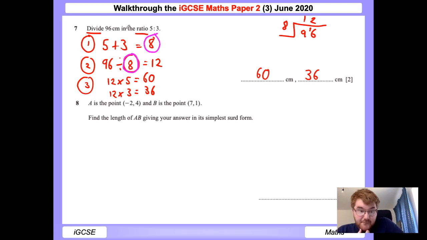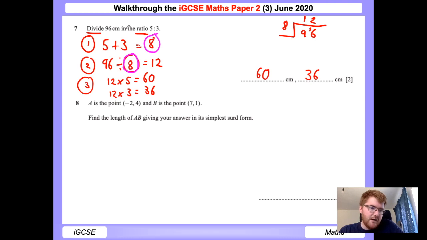Hopefully people aiming for a C have got a C pretty much by this point. And now some of the trickier questions are coming into play. As soon as you see 4 marks on a paper 2, you know there's going to be some work involved. So A is the point minus 2, 4, and B is the point 7, 1. Find the length of AB, giving your answer in simplest surd form.